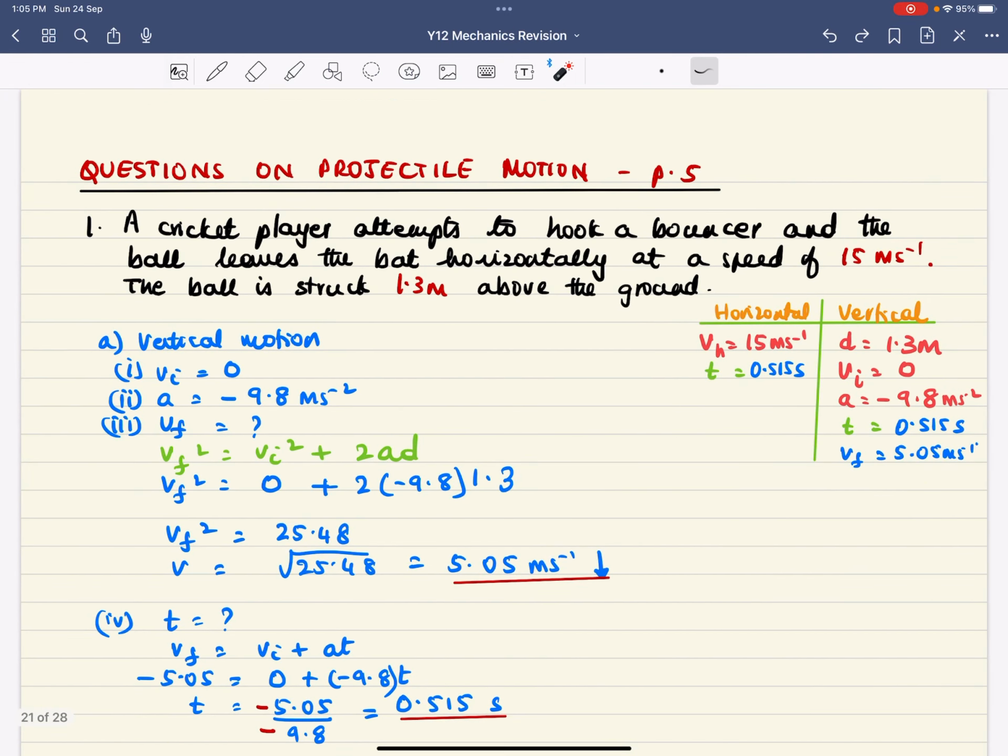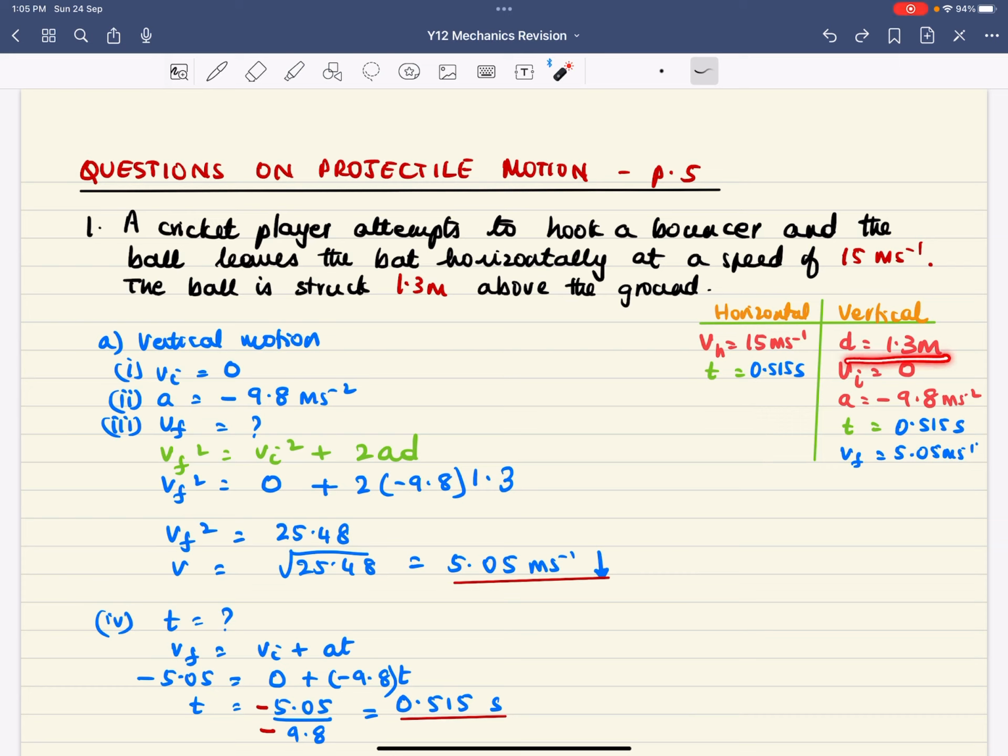So here's a question. A cricket player attempts to hook a bouncer, and the ball leaves the bat horizontally at a speed of 15 meters per second. The ball is struck 1.3 meters above the ground. So what I do is I separate my vertical and horizontal components. This is my horizontal speed.